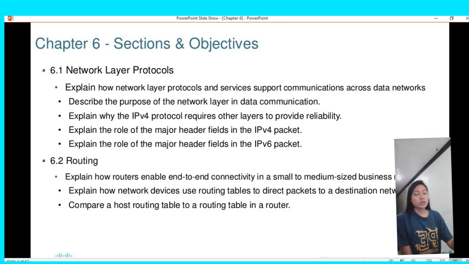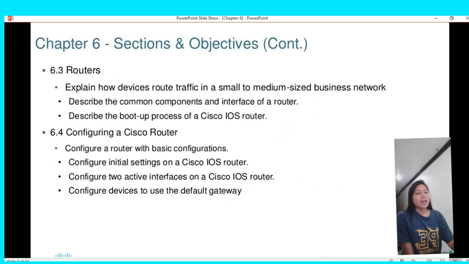Describe the purpose of the network layer in the data communication. Explain why the IPv4 protocol requires other layers to provide reliability. 6.2. The routing. Explain how routers enable end-to-end connectivity in a small to medium-sized business network. Explain how network devices use routing tables to direct packets to a destination network.